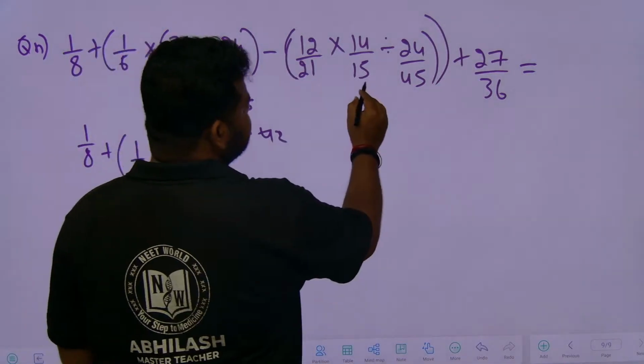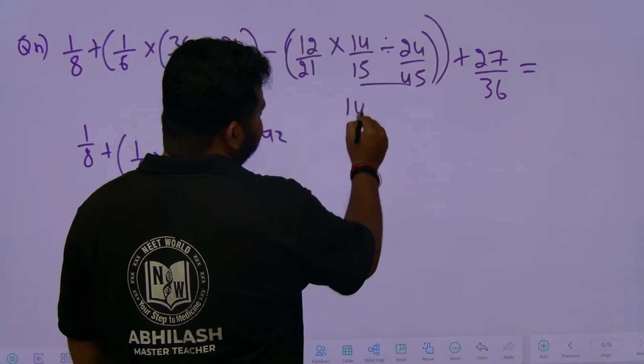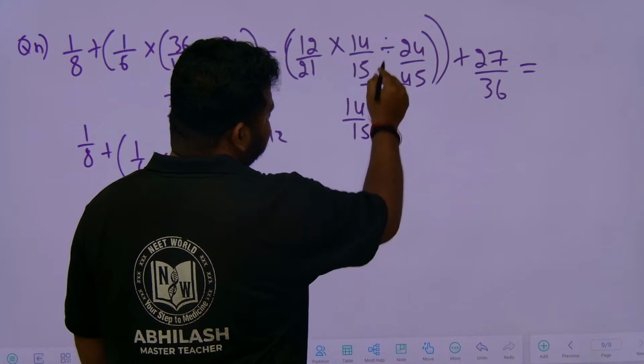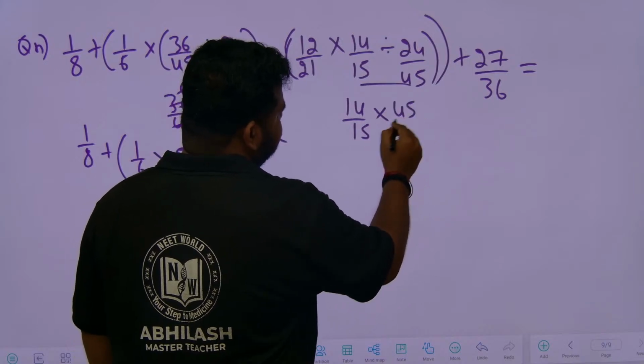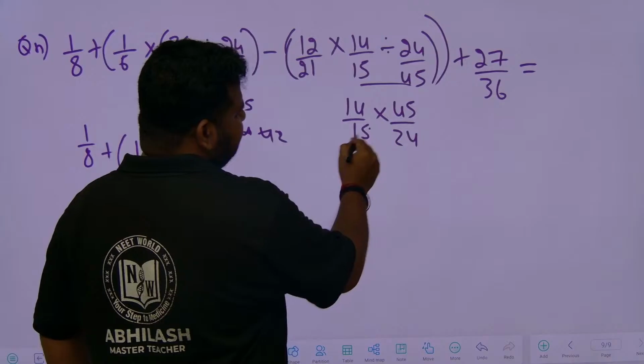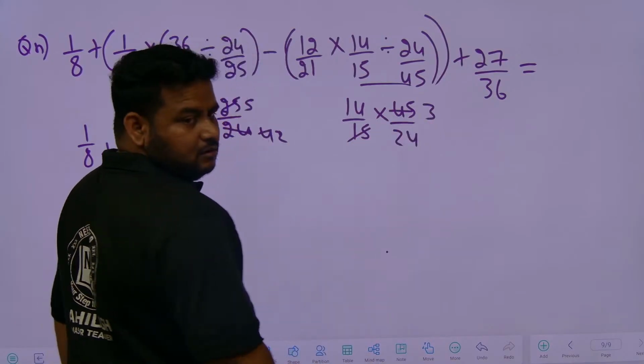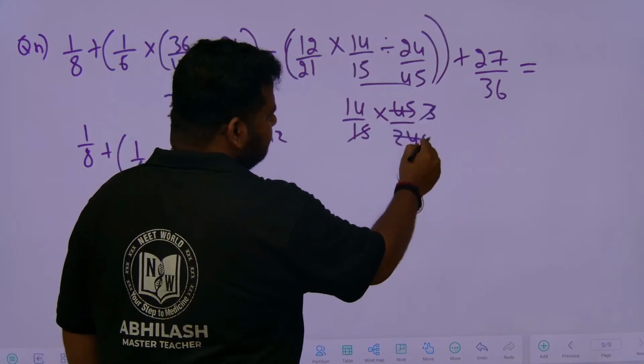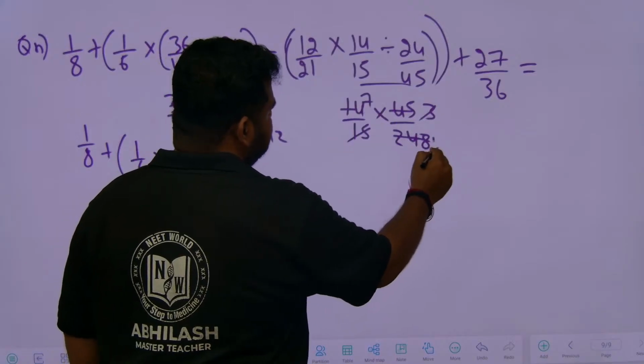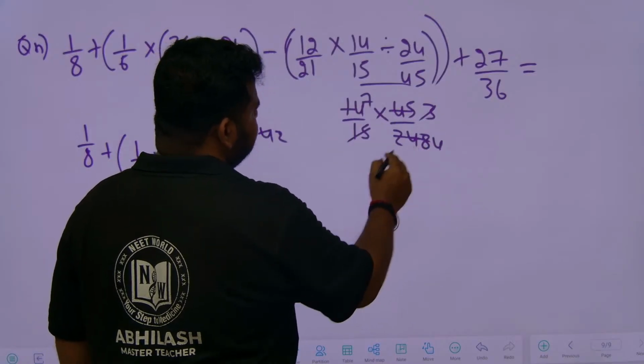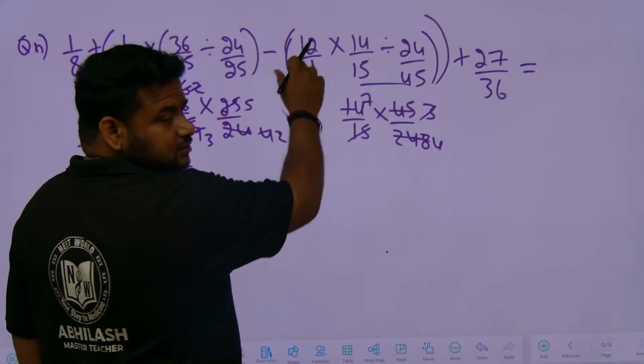So we are having this division. So what can I write? 14 by 15 as it is. Division will become multiplication. We will write 15 by 24. Okay, 15 1s 15, 3 5s 15. 3 1s 3, 8 2s 7, 2 4s. So we will have 7 by 4. But here multiplication is there.